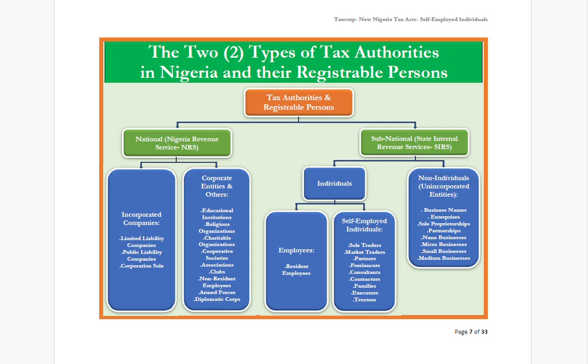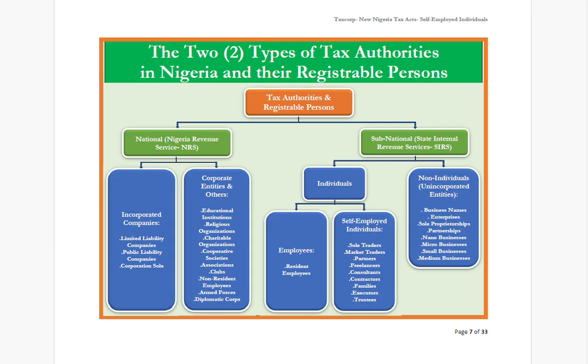Under the Nigerian Revenue Service, you have two categories of registered persons. The first is incorporated companies. Now, what are incorporated companies that are under the Nigerian Revenue Service? They are limited liability companies, private or public liability companies, PLC, and corporations. So, the second group include corporate entities and others, and they include educational institutions, religious organizations, charitable organizations, cooperative societies, associations, clubs, non-resident employees, members of the armed forces, and members of the diplomatic corps.